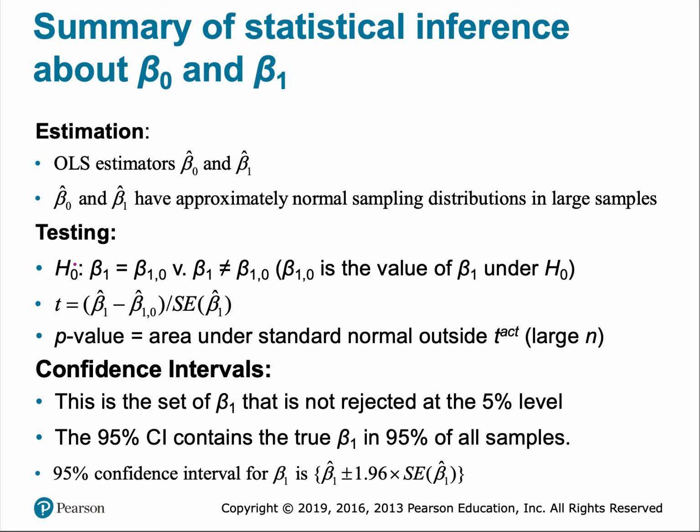We have a test statistic that is the difference between the estimated value and the null hypothesized value divided by the standard error. We use the test statistic to calculate the p-value, which is the area under the standard normal curve beyond the positive and negative of the test statistic.